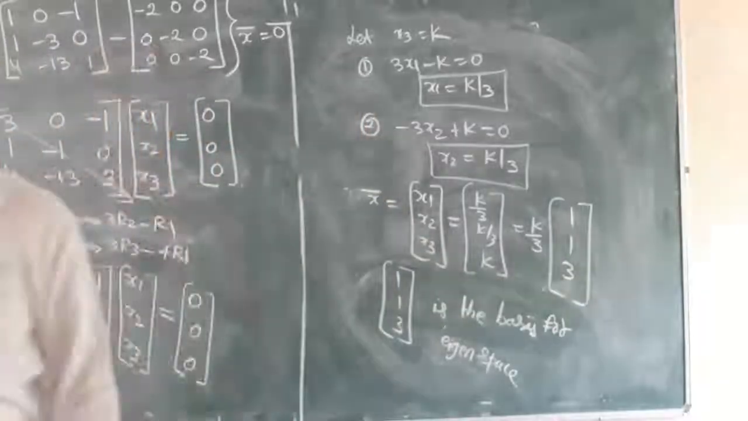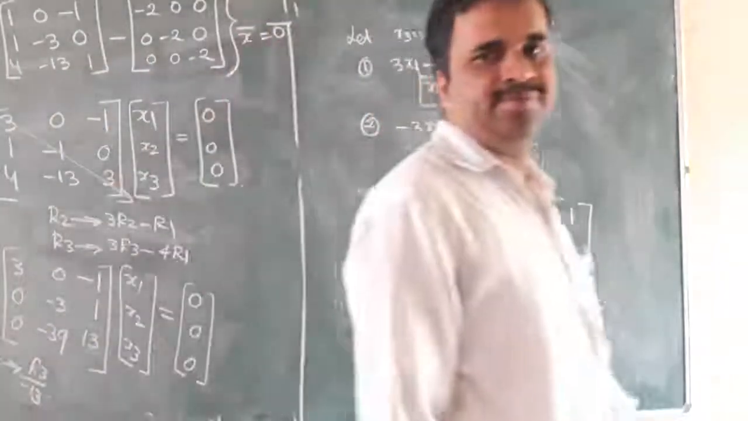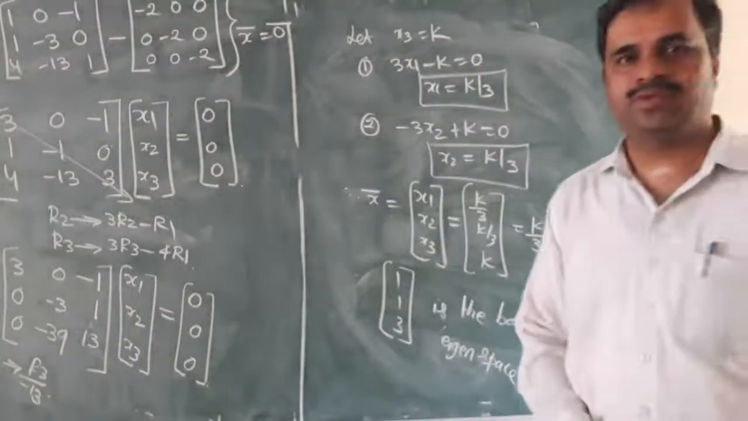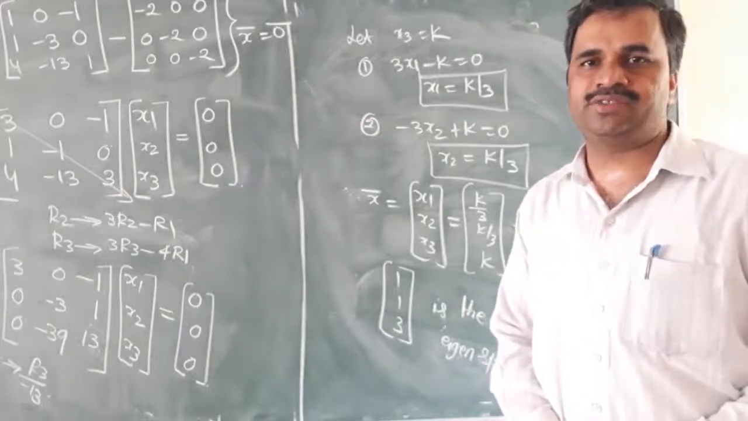This is the basis for the eigenspace. Now copy it, so that this topic will be completed: eigenvalue, eigenvector, and eigenspace. In the next class we discuss the characteristic equation. That's enough for today. Tomorrow we will continue with one more topic, characteristic equation of second unit.